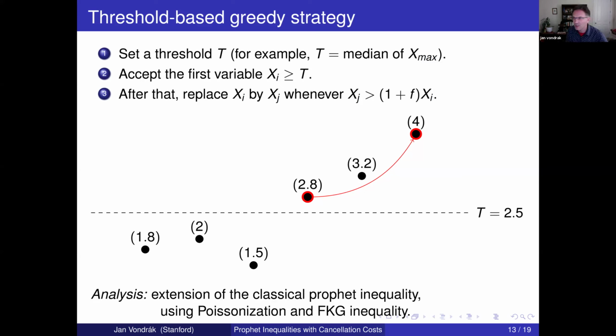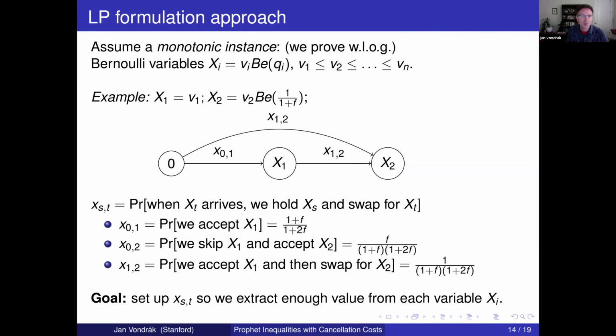I will skip the analysis because we don't have time for it. It can be viewed as an extension of the classical profit inequality, but quite a bit more complicated with some interesting tricks like Poissonization and the FKG inequality. But I'll just skip that here. You can look it up in the paper. I'll talk a little bit more about the LP approach, which we believe should give the right answer in all settings.